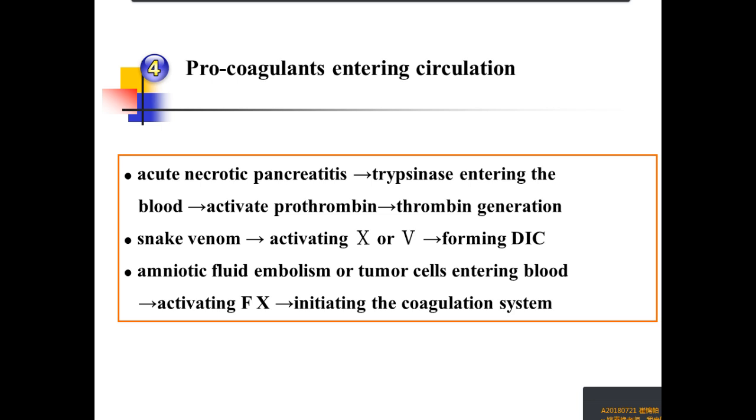Now, acute necrotic pancreatitis: because there is trypsin released into the blood, it can activate prothrombin, so it stimulates the coagulation pathway. Now snake bite: snake venom can activate coagulation factor 10 and factor 5, so it stimulates the coagulation pathway and DIC may happen.